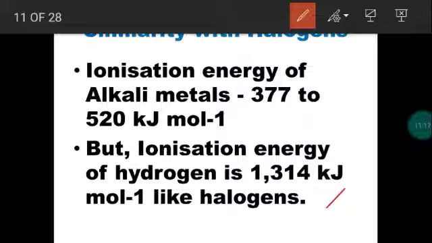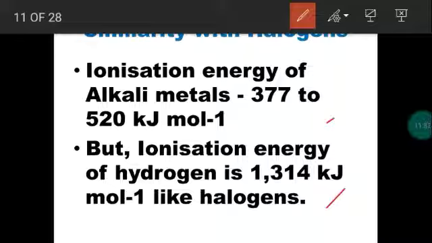Generally, ionization energy increases from left to right. So ionization energy will be very low for alkali metals, ranging from 377 to 520 kilojoule per mole. If hydrogen is placed in group number 1, it should have a lower value.